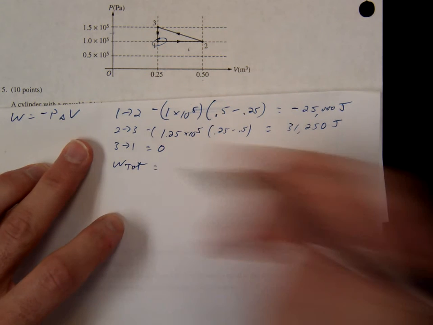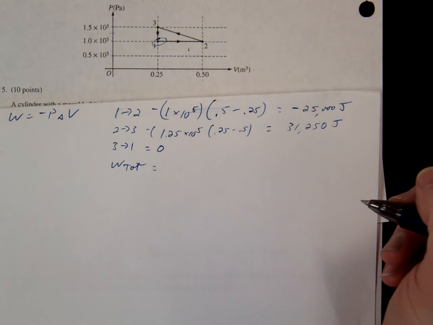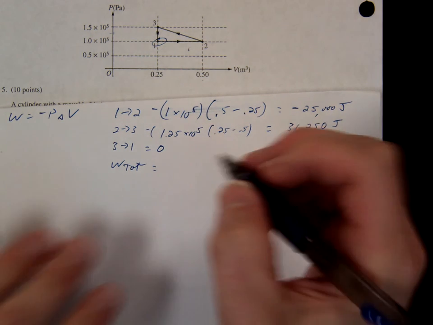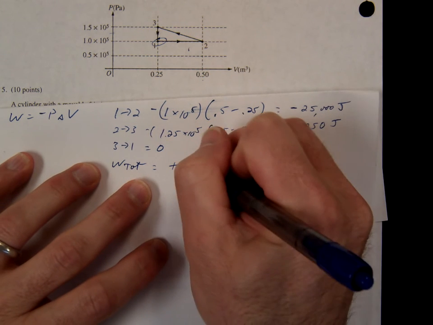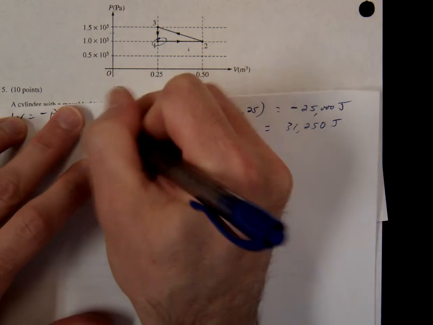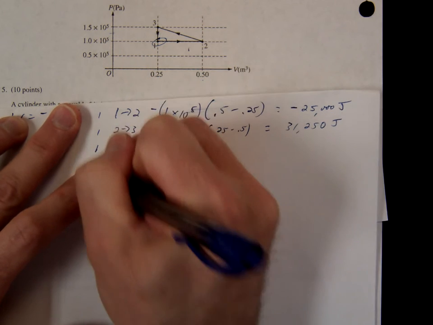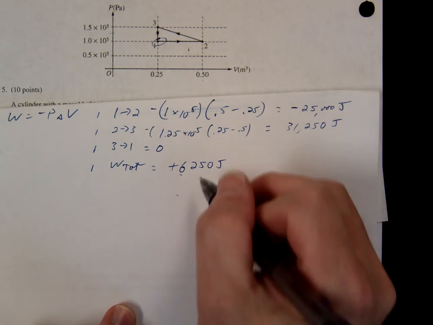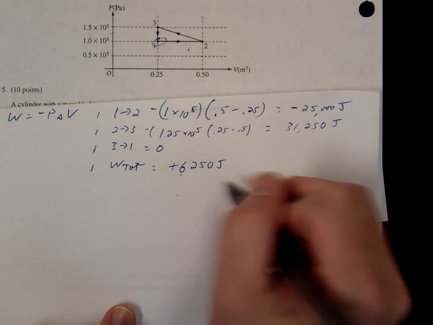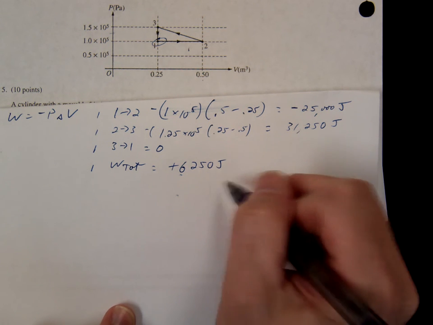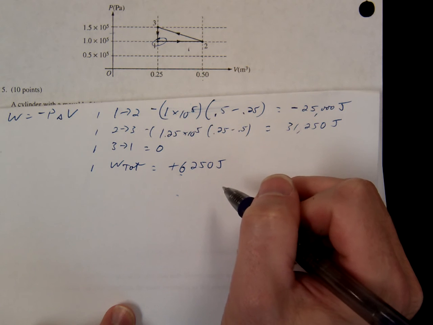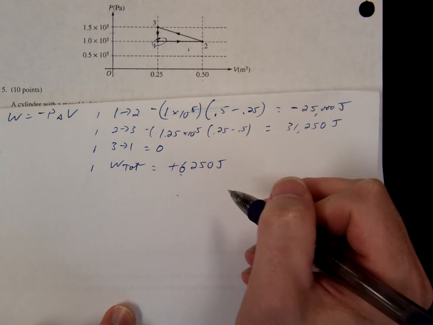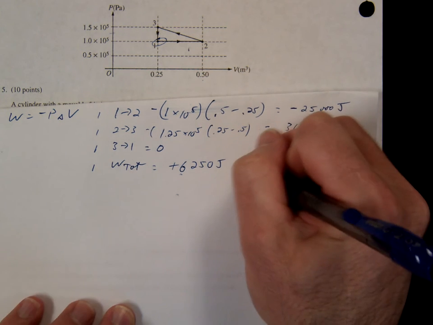And then you're just going to add them all up. The final answer is 6,250. This was worth 1, 2, 3, 4, and that's how they partial credited it. And you should say what the meaning of this is. Plus 6,250 means is work done on the system or by the system? On the system.